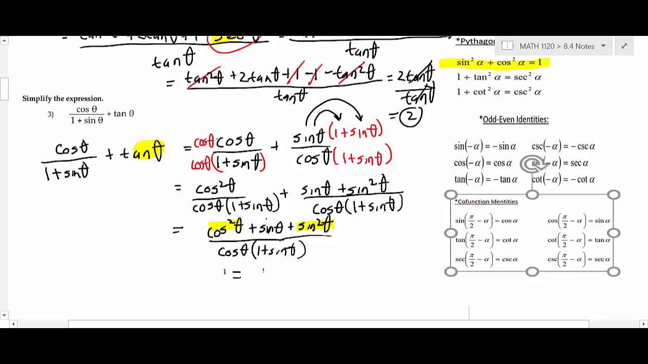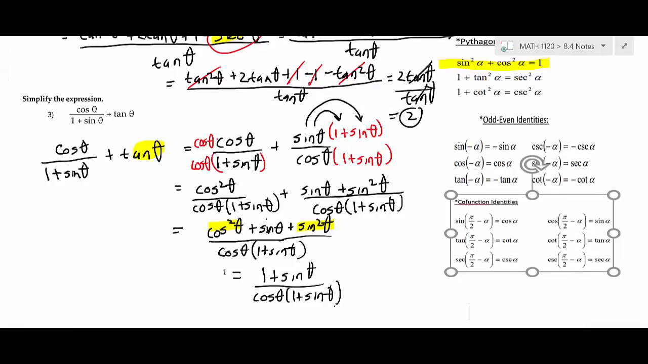So now what I have is 1 plus sine theta over cosine theta times 1 plus sine theta, right? Now what happens? Something cancels, doesn't it? Good. These are the same. That whole thing is the same. So that cancels. That's really just 1. So that is going to give you 1 over cosine theta.